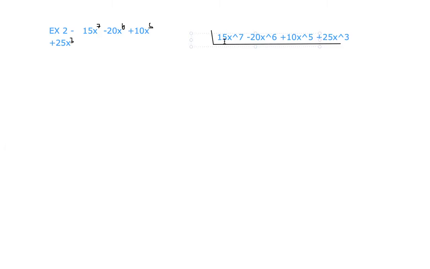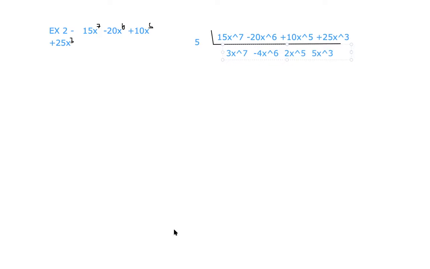You should say yes, and I'd ask why. And I teach the class that anything that ends in 5 or 0 is divisible by 5. So 15, 20, 10, 25, all can be divided by 5. And they're all positive, so we divide by positive 5. Okay, so then I bring down what's remaining. The 15 should have a 3, and we'll bring down the x to the 7. 20 is negative 4x to the 6. 10 is 2x to the 5th. 25, 5x to the 3rd.